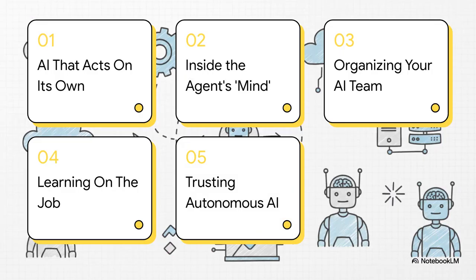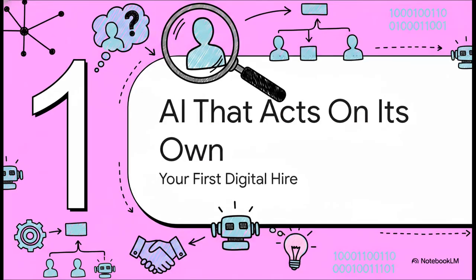So here's our game plan. We're going to give you a really clear framework for thinking about this technology. We'll start with the basics. What are these agents? Then we'll peek inside their decision-making process. After that, we'll explore how to organize them into effective teams, see how they actually learn on the job, and maybe most importantly, we'll cover how to build trust in these autonomous systems. All right, let's dive right in.